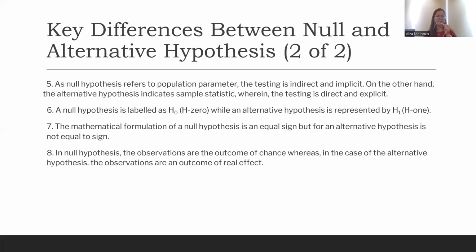Also, the null hypothesis refers to a population parameter. Testing is indirect and implicit, while for the alternative, testing is direct and explicit. The null is labeled H0 and H1 for the alternative. The mathematical formulation is an equal sign for the null, and a not equal sign for the alternative. In the null, the observations are the outcome of chance, while for the alternative, they are the outcome of a real effect.